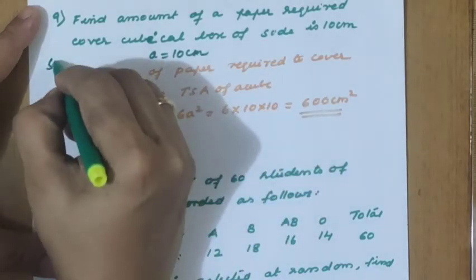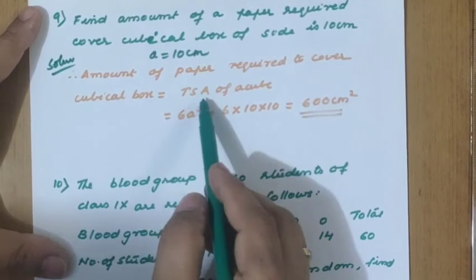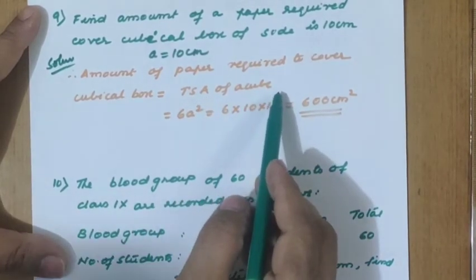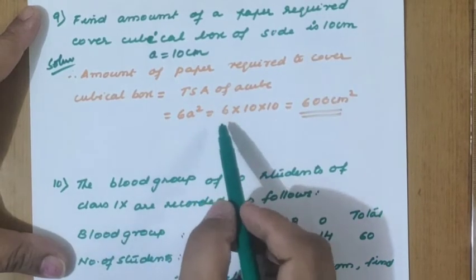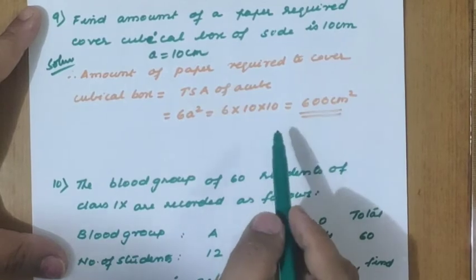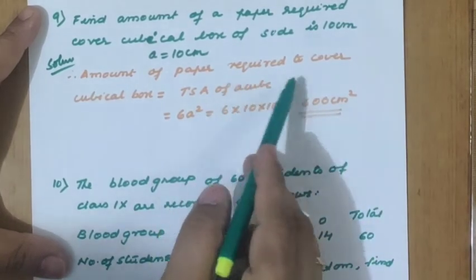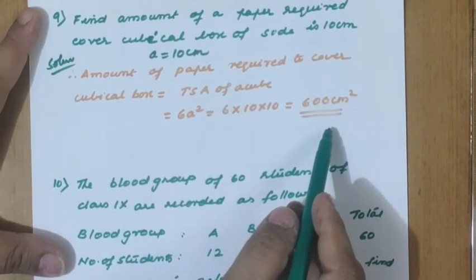Solution starts. The amount of paper required to cover the cubical box means it is the total surface area of the cube. So what is the formula? 6a square. 6 into 10 into 10 equals 600 centimeter square. So the amount of paper required to cover the cubical box is 600 centimeter square.